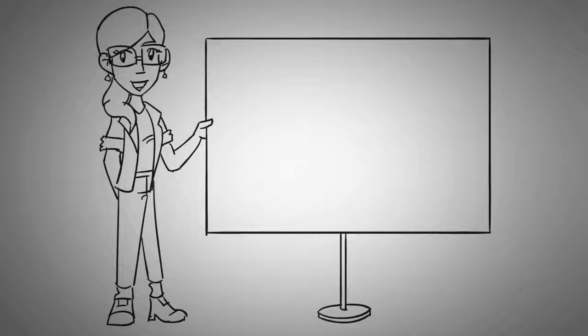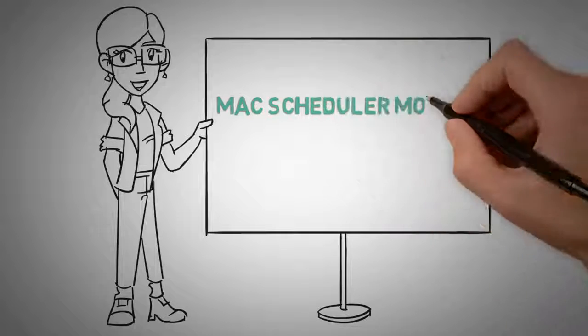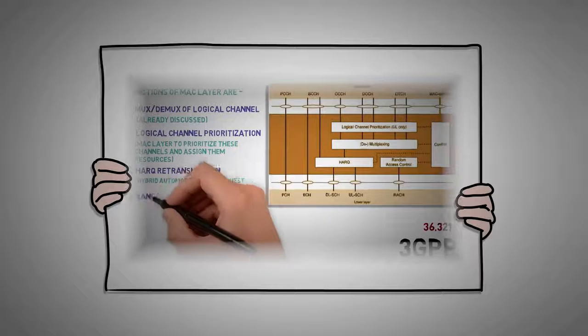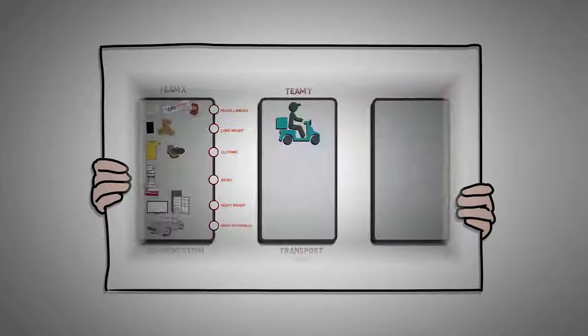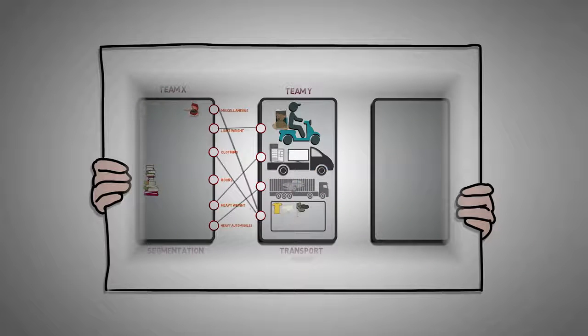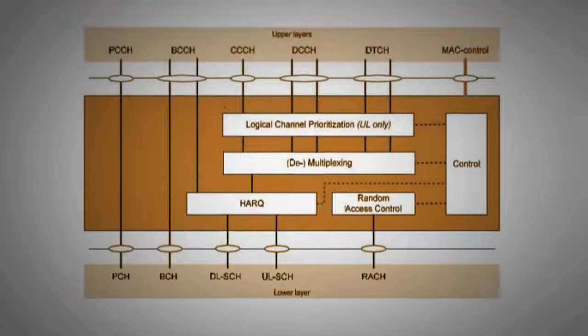Today we will discuss the function of MAC scheduler module and physical channels. Previously we have shown the different functions of MAC layer, with the analogy of transportation mechanism used in logistic companies. In addition to that, MAC layer also contains MAC control, which performs two important operations.